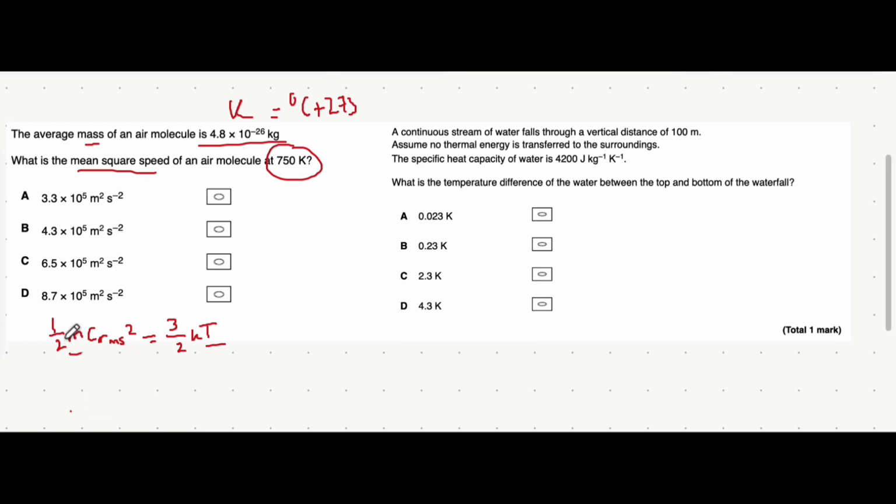So how I'd recommend you do it is first multiply both sides by 2 to get rid of the half there, and then you're left with m times mean square speed is equal to just 3kT, and then divide both sides by mass.